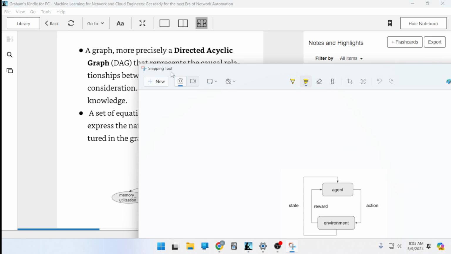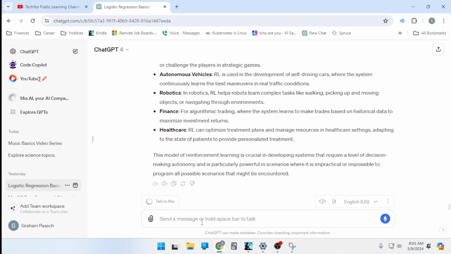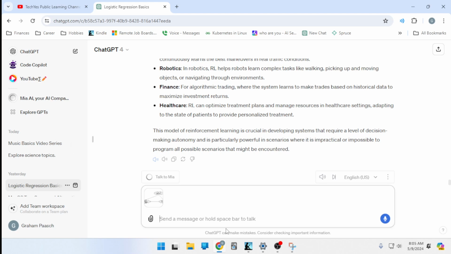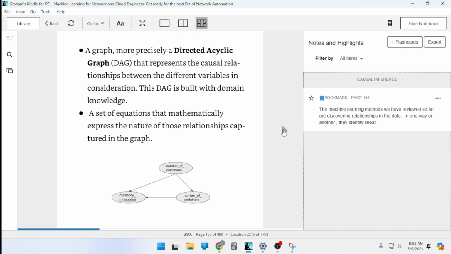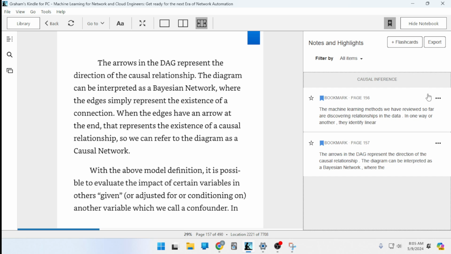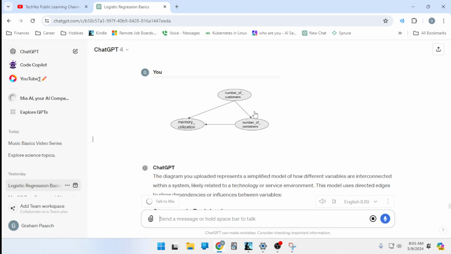So let's see what ChatGPT has to say about this, which if it has to say a lot about this, that's impressive. The diagram you uploaded represents a simplified model of how different variables are interconnected within a system, likely related to a technology or service environment.